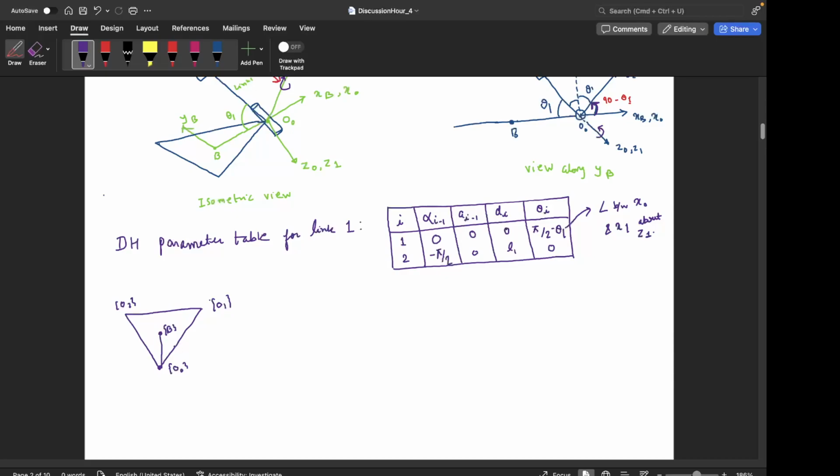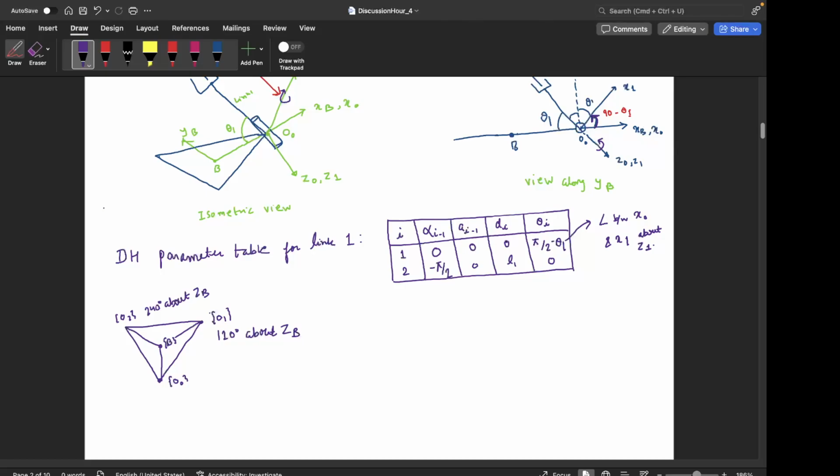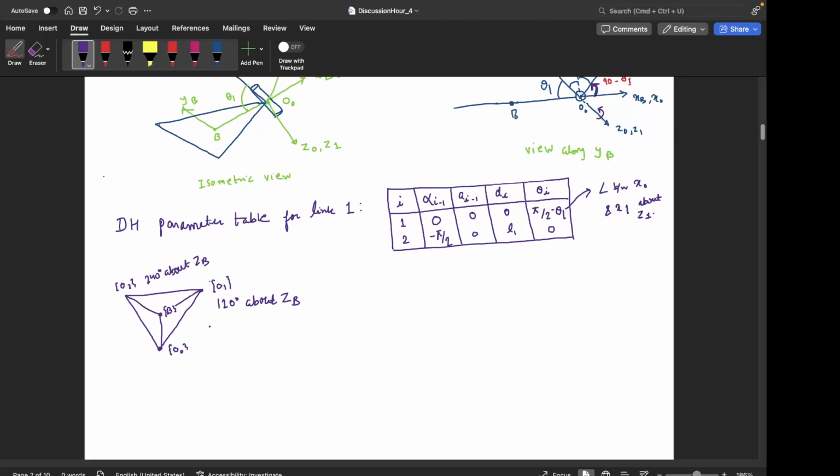This is basically at 0 degrees, right? And for this we have a rotation of 120 degrees about ZB, right? And here we have a rotation of 240 degrees about ZB, right? So basically we have the same thing from the spherical S1, from the point at the spherical joint to the point at the revolute joint, all the transformations are the same for all three legs, right?